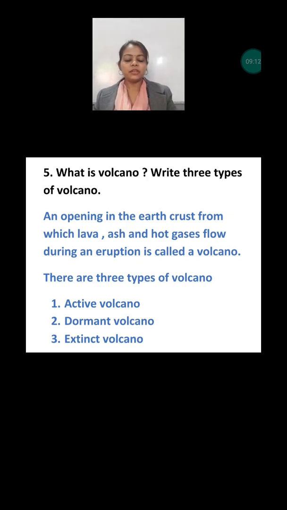Okay, so let's read this answer. An opening in the earth's crust from which lava, ash and hot gases flow during an eruption is called a volcano. There are 3 types of volcano. First is active, second is dormant, and third is extinct. This is all you have to write. When I was explaining this, I also explained some examples, but you don't have to write the examples, just write the 3 types.